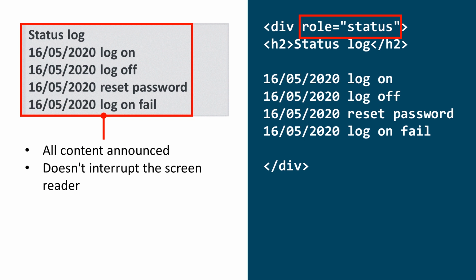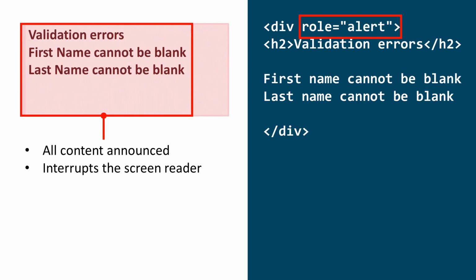A document has been saved or a screen has been loaded. It has an implied assertiveness level of polite and an implied atomic value of true, so when new content is inserted into the container, everything is announced. Alert is for communicating errors or warnings. It has an implied assertiveness level of assertive and an implied atomic value of true, so everything is announced.